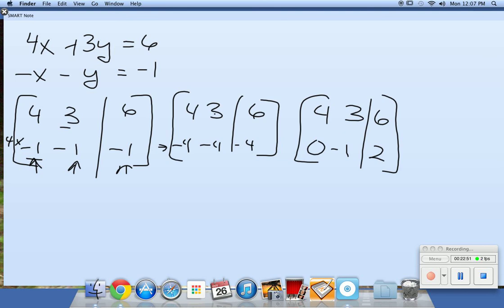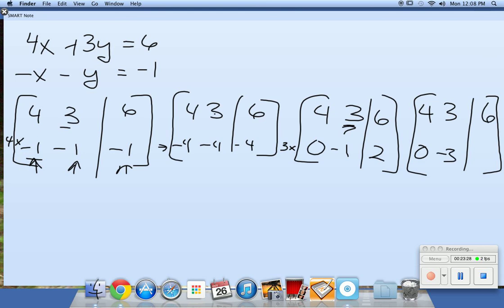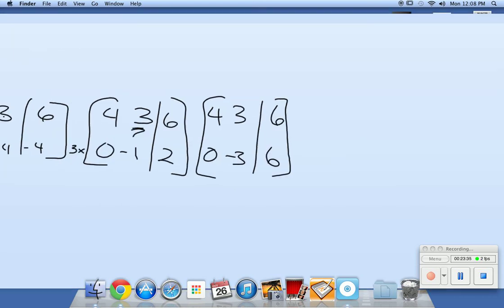So, now what I want to do. Which one do I want to make 0 next, Fletcher? You know which one we have to make 0 next? Yep. Which one? 3. Got to make this one 0 next. So what would I do next? I'd multiply this bottom by 3, right? Okay, 3 times 0 is 0. 4, 3, 6. So it'd be 0, negative 3, 6, right? See how I got that, Preston?